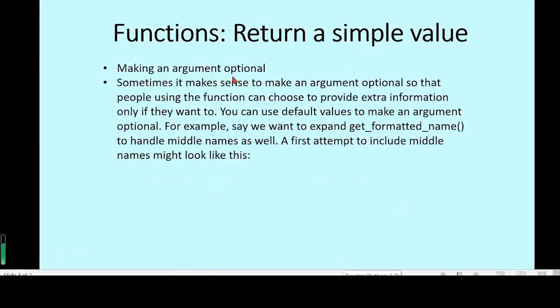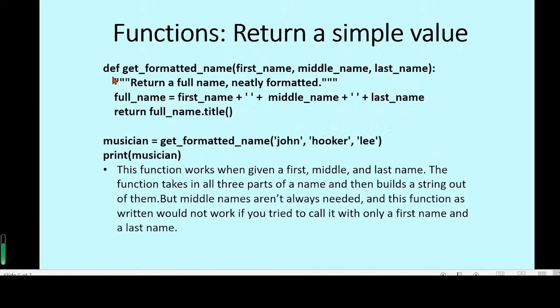So, making an argument optional. Sometimes it makes sense to make an argument optional so that people using the function can choose to provide extra information only if they want to. You can use default values to make an argument optional. For example, say we want to expand get formatted name to handle middle names as well. The first attempt to include middle names might look like this. So we need middle name in this function.